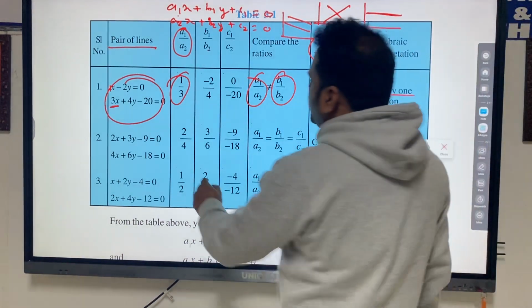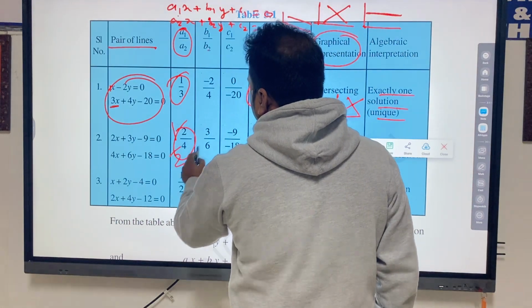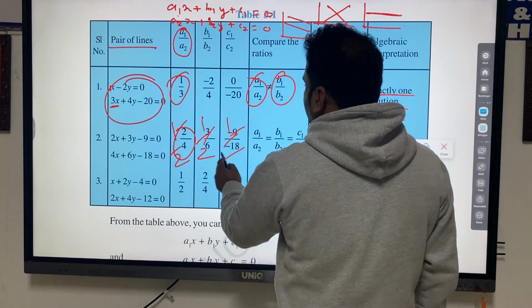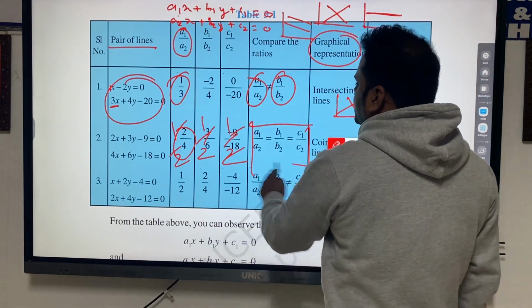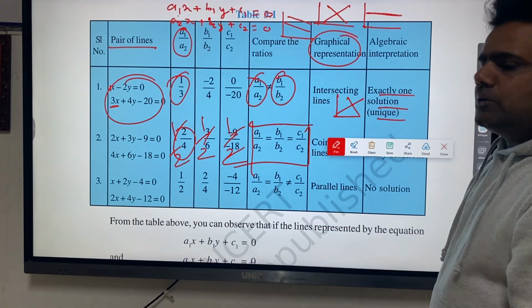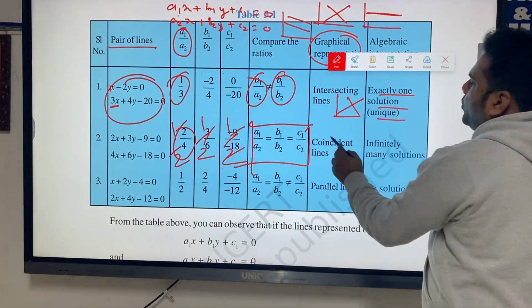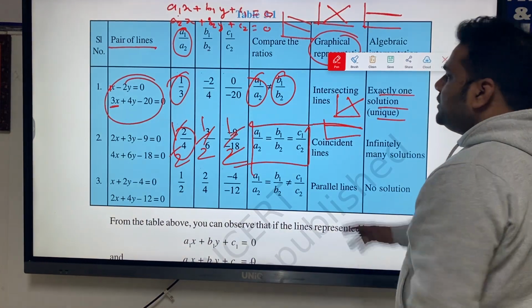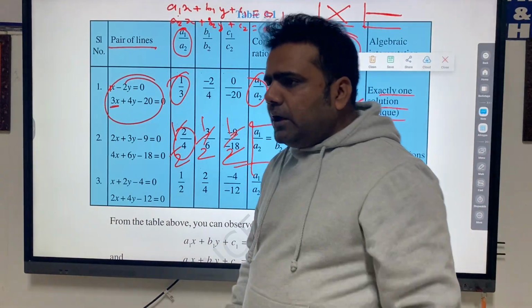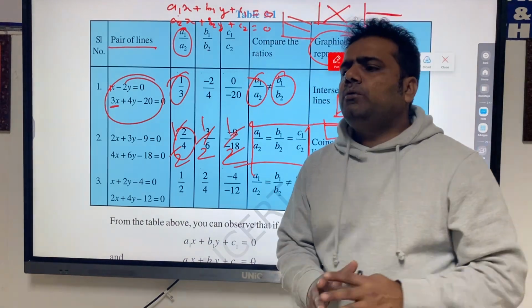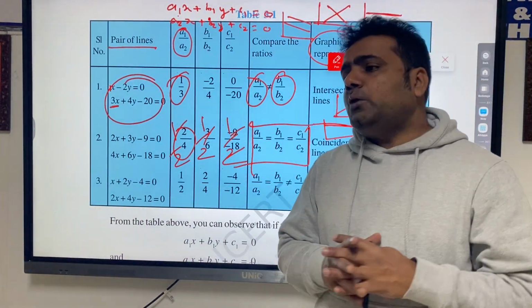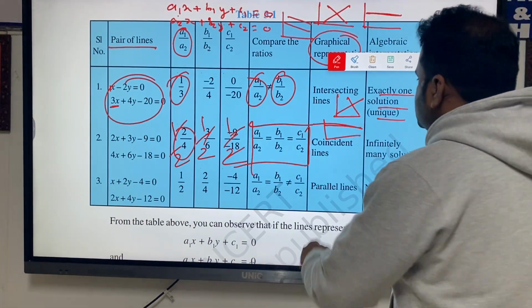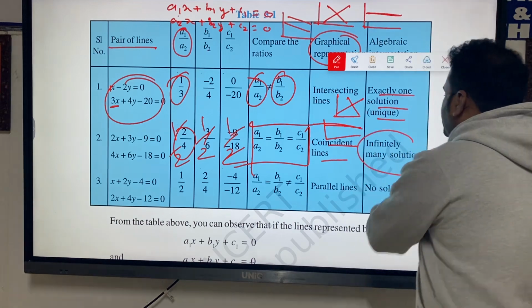In this case 2 by 4 becomes 1 by 2, 3 by 6 becomes 1 by 2, and minus 19 by 18 becomes 1 by 2. So when a1 by a2 is equal to b1 by b2 is equal to c1 by c2, then what will happen? The two lines will coincide. When all the three ratios become equal, that is the condition for coincident lines, so infinitely many solutions you will get.